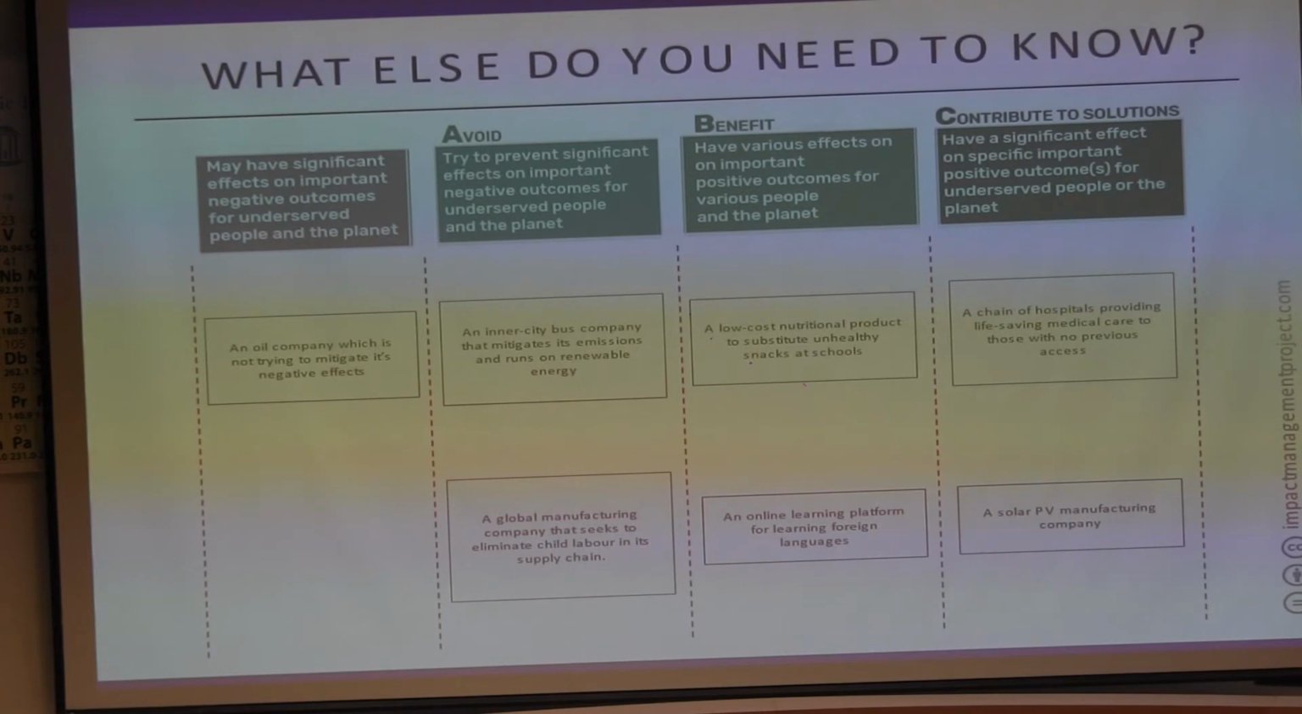Avoid, so trying to prevent a significant negative impact by doing something that's doing less harm. An inner city bus company that runs on renewable energy, right? So in that case, the core business is, of course, to run a bus company, right? So transporting people from one place to another is its core business model. So that in and of itself may not necessarily be contributing to solutions, but by putting it on renewable energy, you're creating less harm, right? You're not using the most harmful methods of transportation.